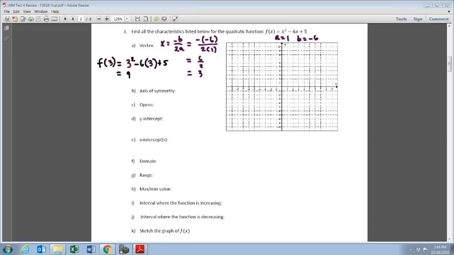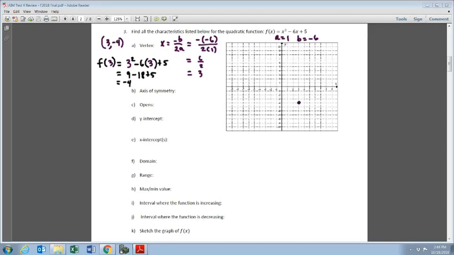So 3 squared, that's 9. Minus 6 times 3, or minus 18, plus 5. We're going to get negative 9 and 5, which adds to negative 4. So our vertex is the point (3, negative 4). I always recommend that you plot that point.